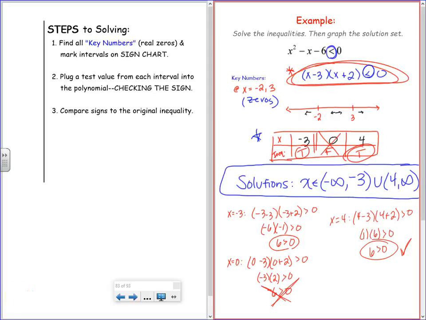Let's walk through the example. Just a few of you are still writing it. So let's walk it through. Why do I say sign chart? Because isn't this what we did in the sign chart before? We figured out the zeros, we plugged it into a number line, we chose a number from each and every interval that split my number line, and we plugged it in.